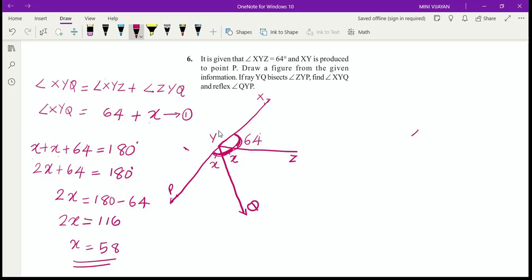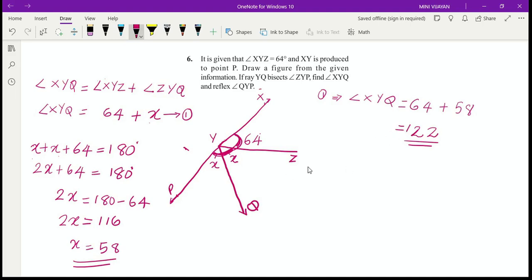Now we can substitute the value of x in equation number 1 in order to get the value of angle XYQ. So equation 1 becomes angle XYQ is equal to 64 plus 58. What is that? Angle XYQ is 122 degrees. So the first question is done. What is the next question?